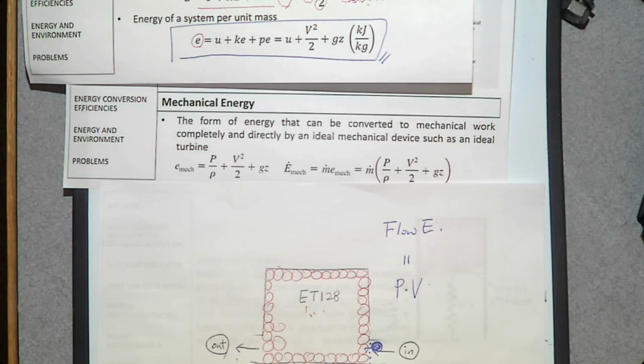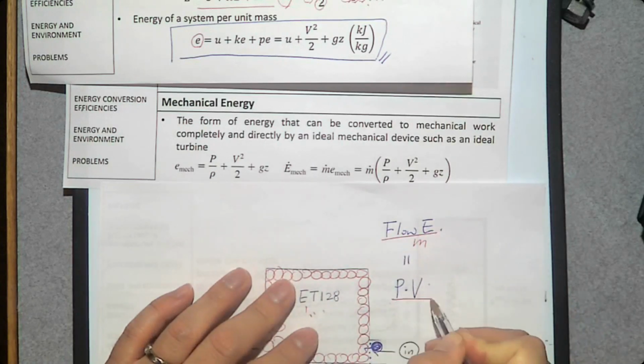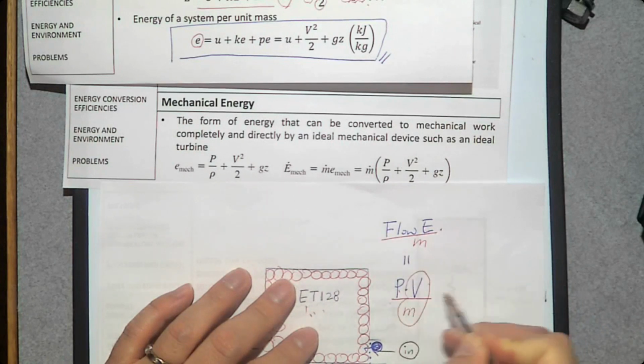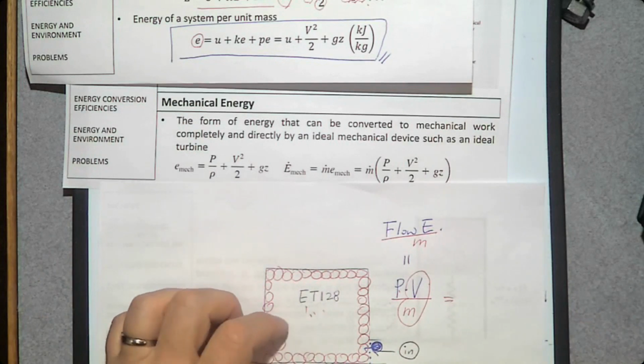When I ask it this way, then the answer is no, right? So what is it? Specific mechanical energy. What is the specific mechanical energy? The total mechanical energy divided by mass. So when you look at this flow energy, you need to divide by mass. So flow energy divided by mass. What is it? Volume divided by mass. That is specific volume, lowercase v.